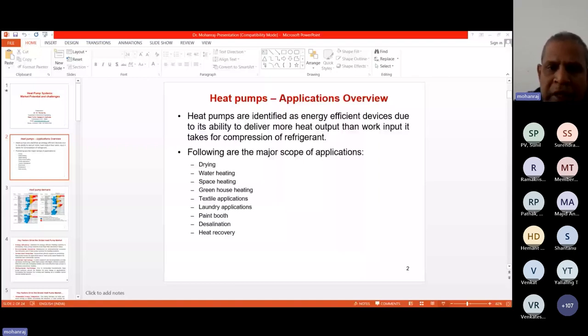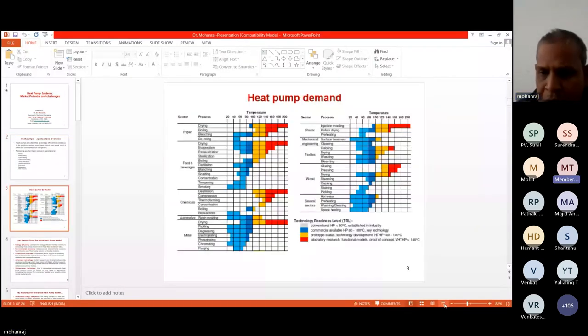Can you see slide number 3? Excuse me, can you see slide number 3? No, sir. So now. You have to move. Yes, visible now.